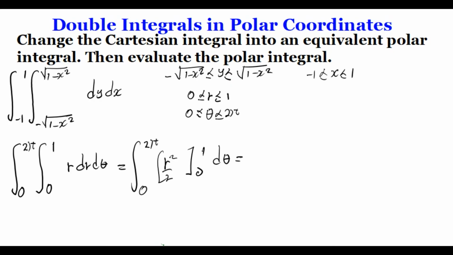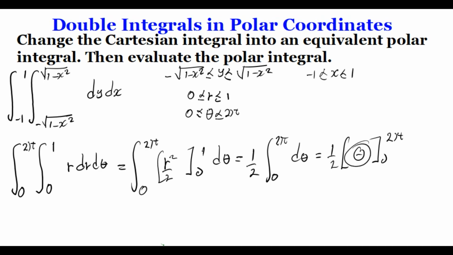Substitute, that's going to be 1 over 2 outside, since when you put 1, that's 1 squared, which is 1 over 2. So 0 to 2 pi d theta. What is this going to be? That's going to be 1 over 2, and we get theta from 0 to 2 pi, like that. So plug in 2 pi here. 2 pi minus 0, that's going to be 2 pi. So it's 1 over 2 multiplied by 2 pi, which is just going to be pi as your answer. So we have gotten our solution as pi.